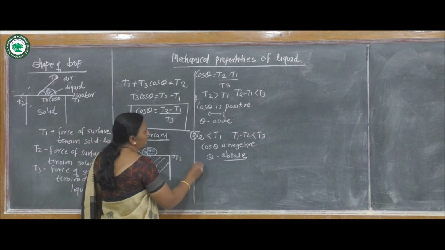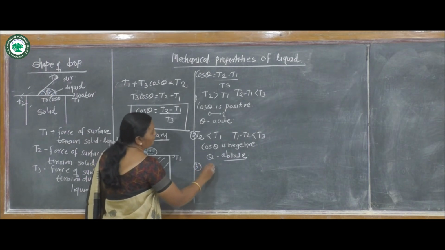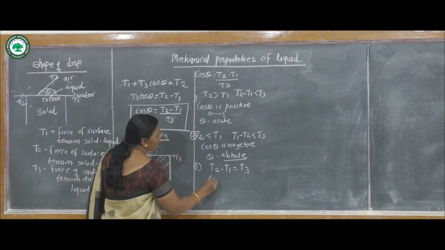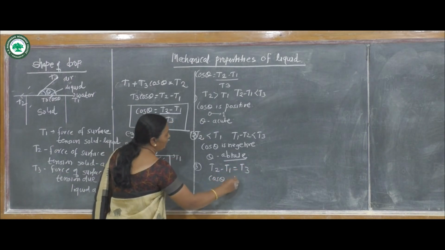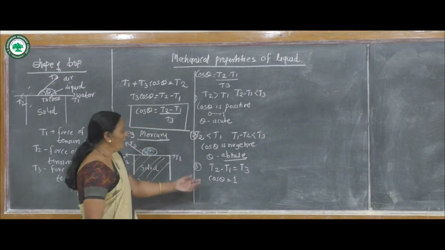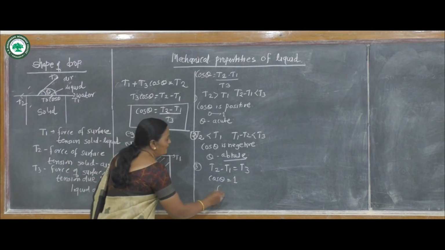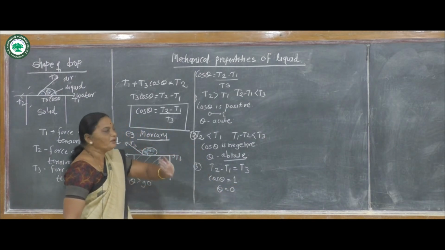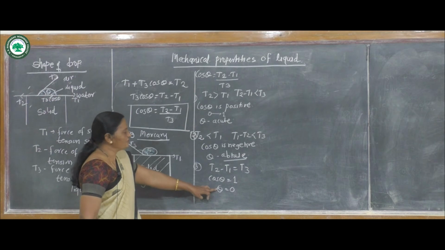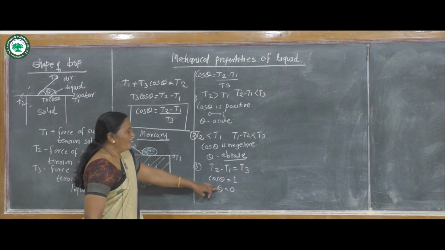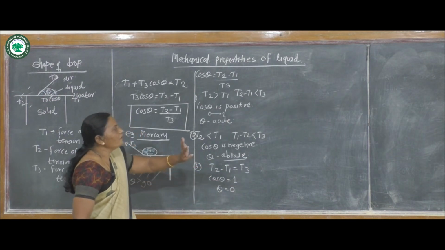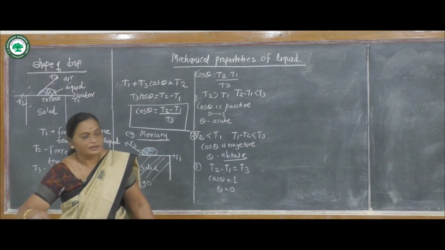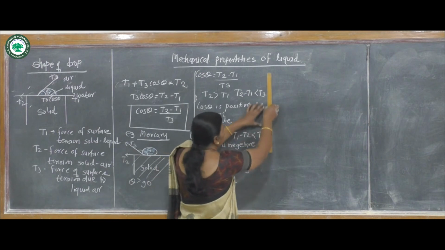We consider the third case, that is T2 minus T1 is equal to T3. That is cos theta is equal to 1. The angle of contact is 0. We can say the angle of contact is 0 for pure water. Now we see the formation of drops and bubbles.